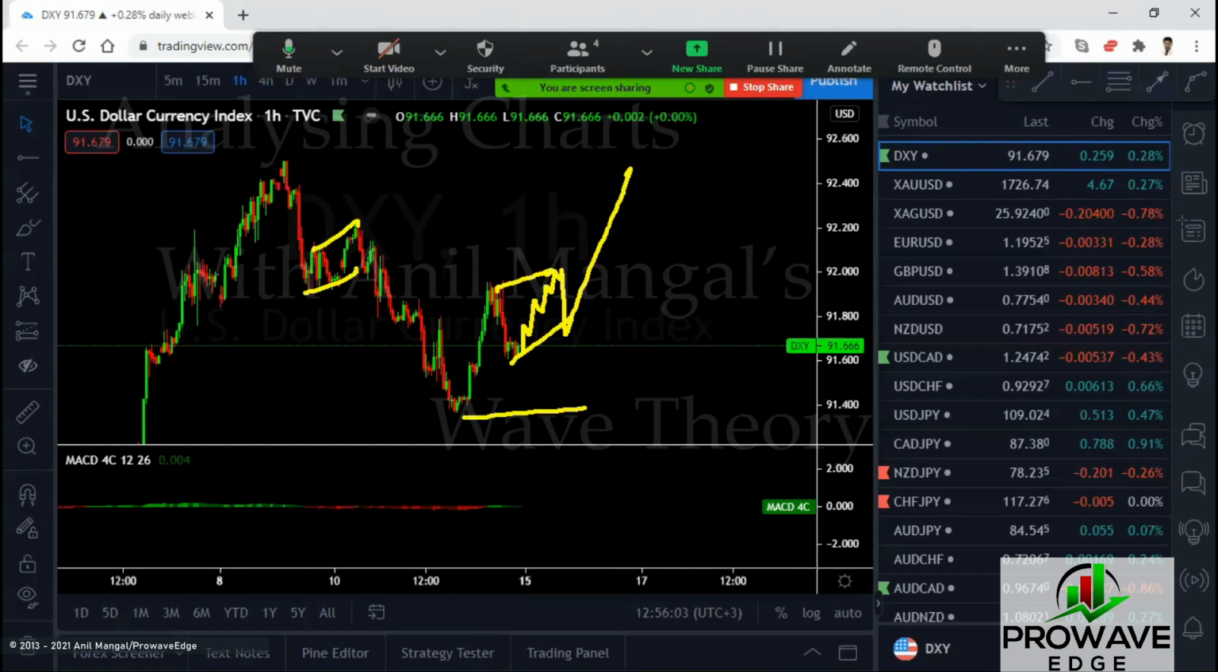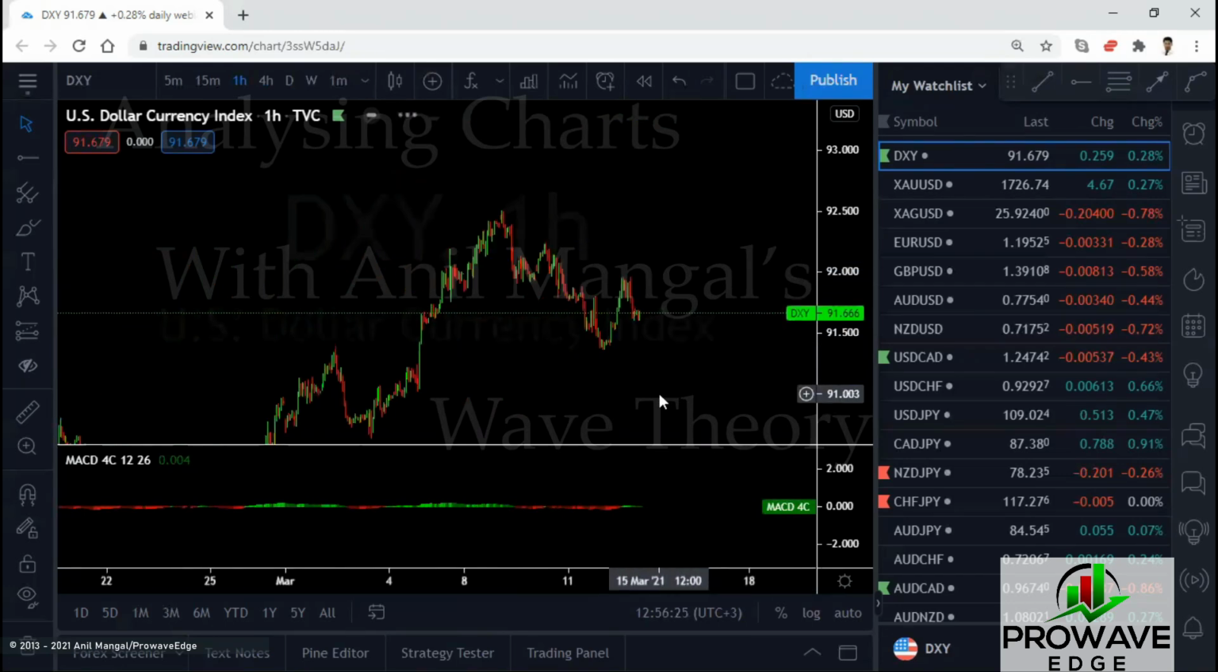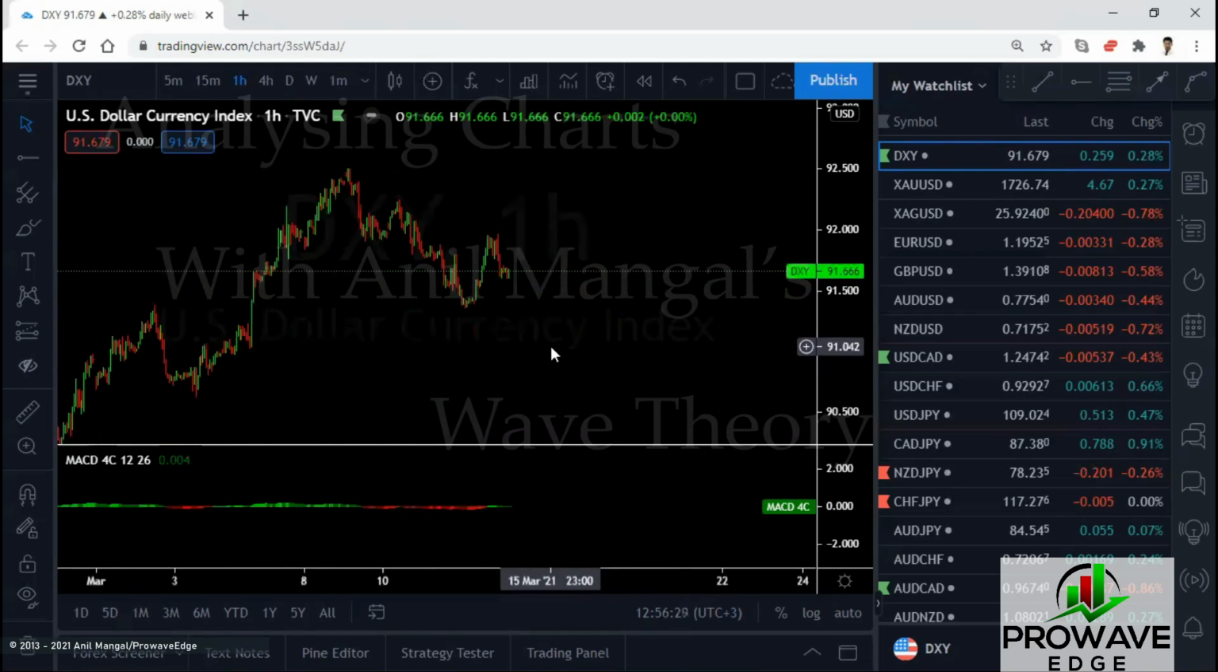So it's either we're making a flat, which would be deeper, or we're making a flag. The flag is for the buy, the flat is for the sell. Which one is it going to be? We don't know that. No one knows that. That is the unknown factor. You've got to wait for it to form. And if you remember last week, I was telling you the same thing.